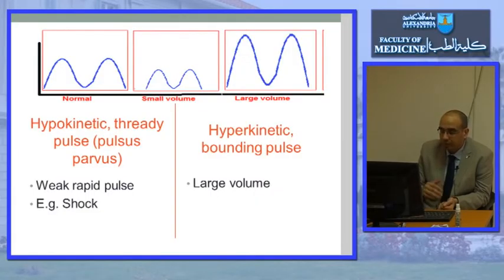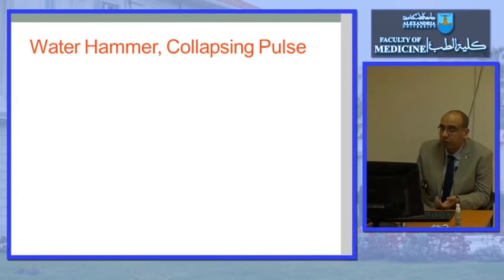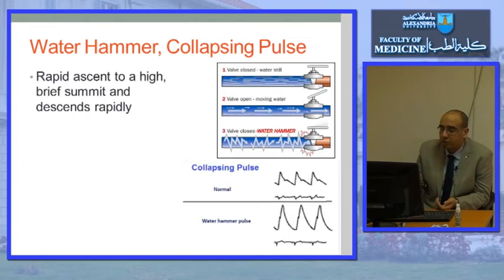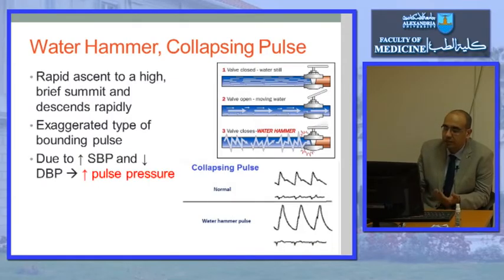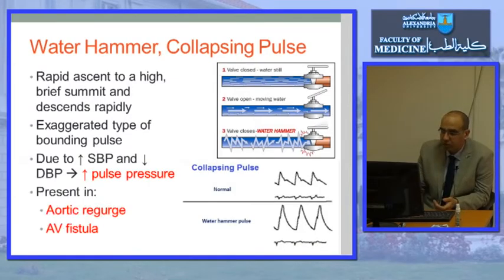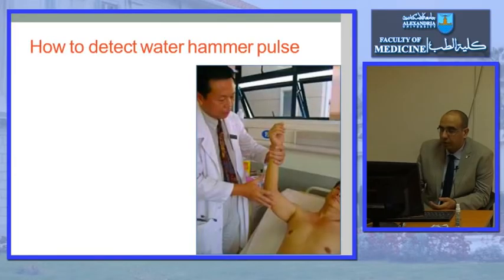Bounding pulse, when the pulse pressure is high, so that there is more elevation to my finger. Water hammer pulse or collapsing pulse is present when there is an exaggerated form of the bounding pulse, with a high increase of pulse pressure. Most importantly, we find it in aortic regurgitation and arteriovenous fistula.